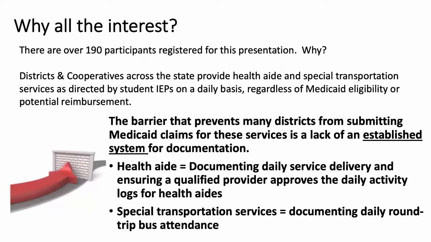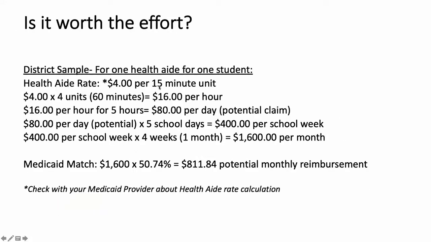So before we jump into the agenda, let's take a look at a potential scenario for a health aide claim, just to give an idea of what this could mean from a financial perspective for districts and cooperatives. This hypothetical example is for one health aide billing for one student. This member district's health aide rate is $4 per 15-minute unit. Again, check with your Medicaid provider about your health aide rate calculation, and they'll be able to assist you with that. Hypothetically, we're looking at $4 per 15-minute unit. You would take the $4 times 4 units, since there are four 15-minute units in 60 minutes, to get to a $16 per hour rate.